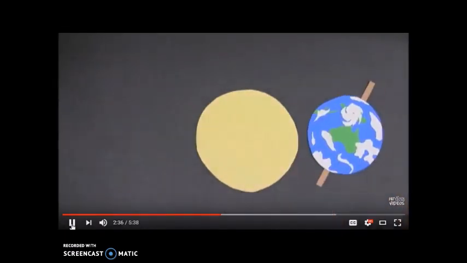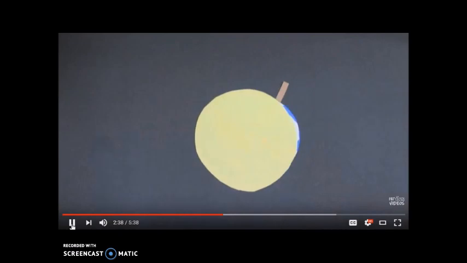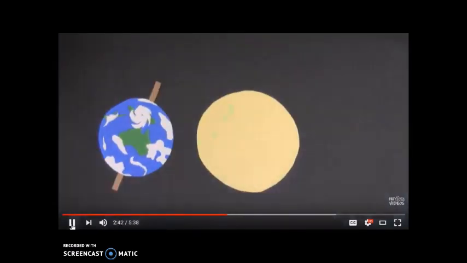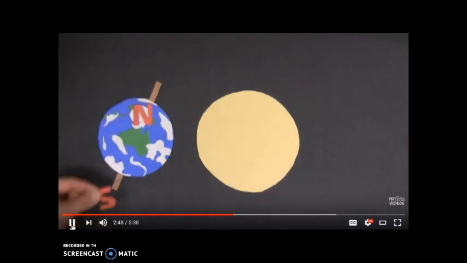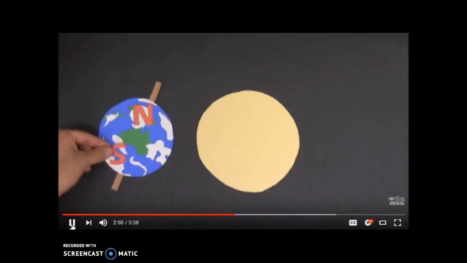When the Earth is revolving around the Sun, it stays tilted in the same position. The axis doesn't wiggle around or anything. It just stays fixed in a certain direction. So when the Earth is over here, the northern hemisphere is angled towards the Sun, and the southern hemisphere is angled away.